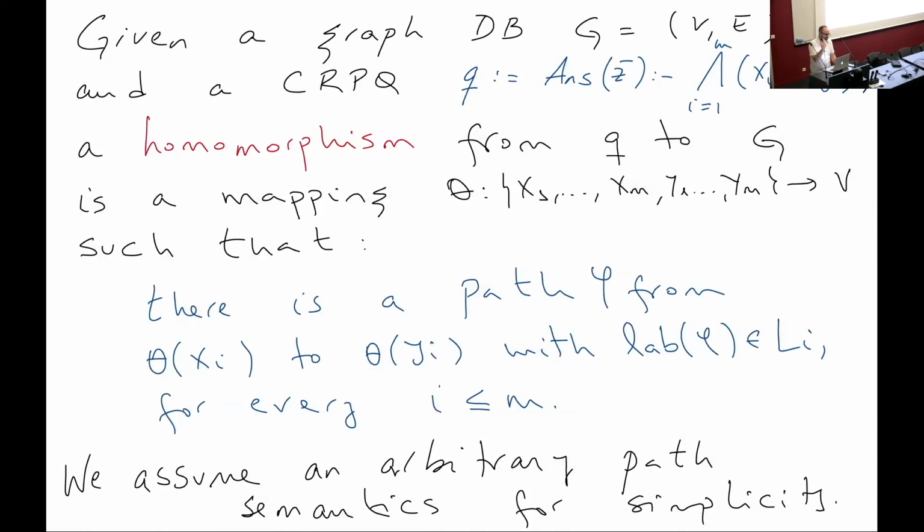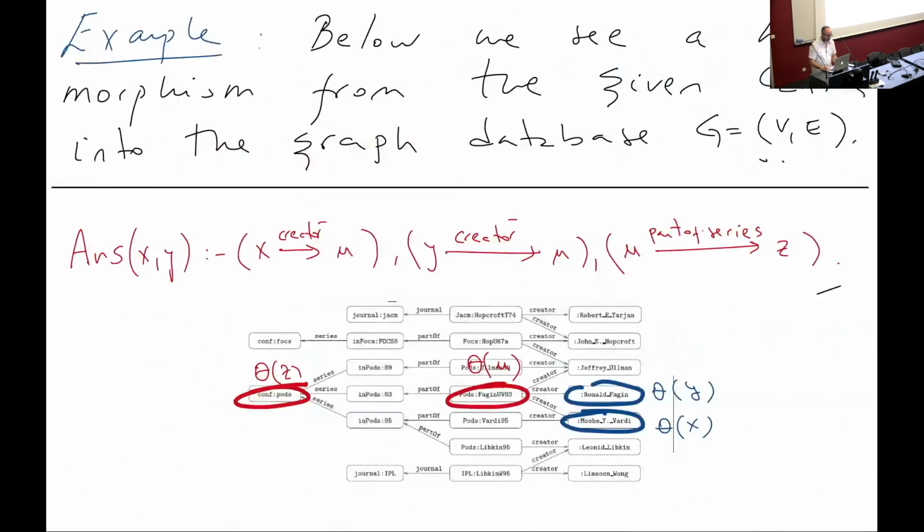Well, the semantics is based on homomorphisms. I don't want to introduce it. The idea is clear, right? You want to find a mapping from the variables to the nodes of the graph database such that each regular path query is satisfied. I think it's kind of clear from the example. So here we see what a matching is: this node gets mapped here, this node gets mapped there, and the node U, which is existentially quantified, gets mapped there, and this one gets mapped there. Yeah, that's it.